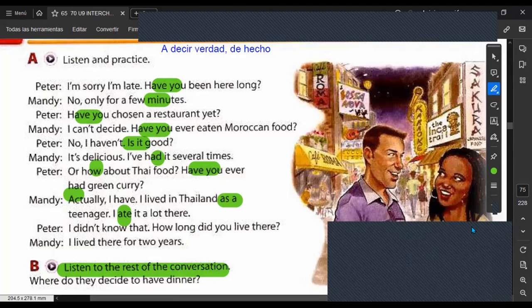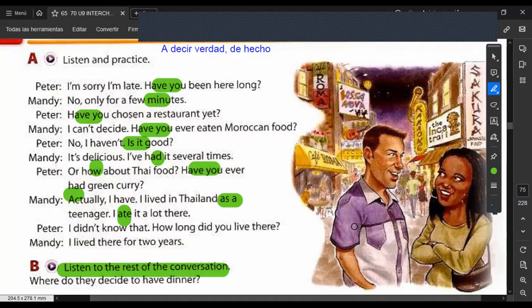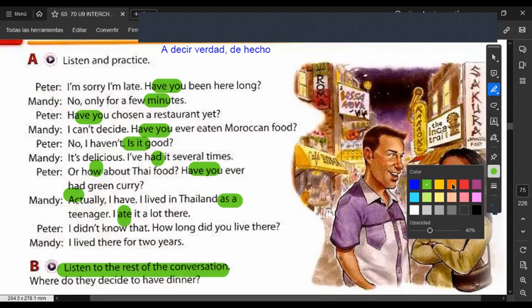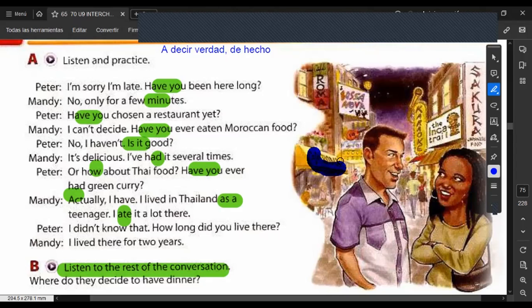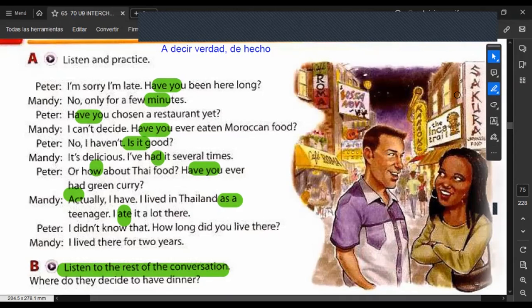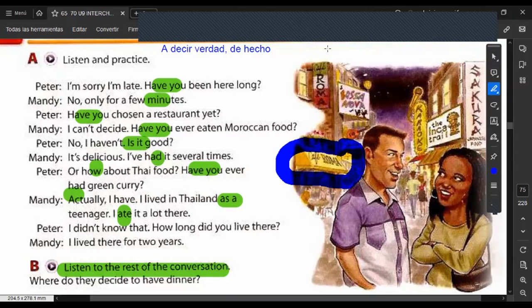Page 66, Exercise 4, Part B. Listen to the rest of the conversation. Where do they decide to have dinner? So what about dinner? I'm hungry. Have you tried Sakura? They have excellent sushi. Actually, I had Japanese food for lunch. Well, how about Italian food? Cafe Roma is a great place, and it isn't far. That's fine with me. I love Italian food.